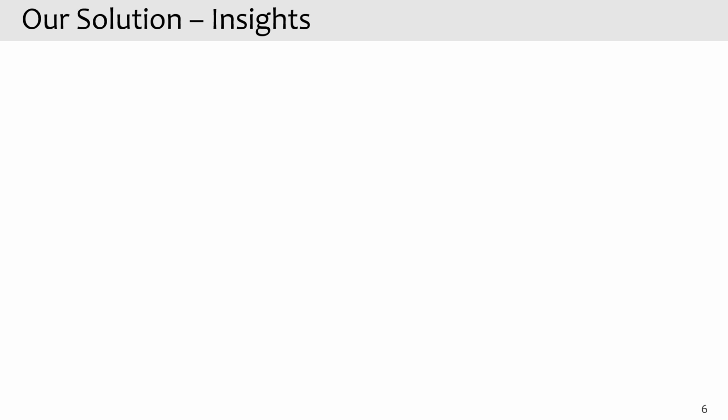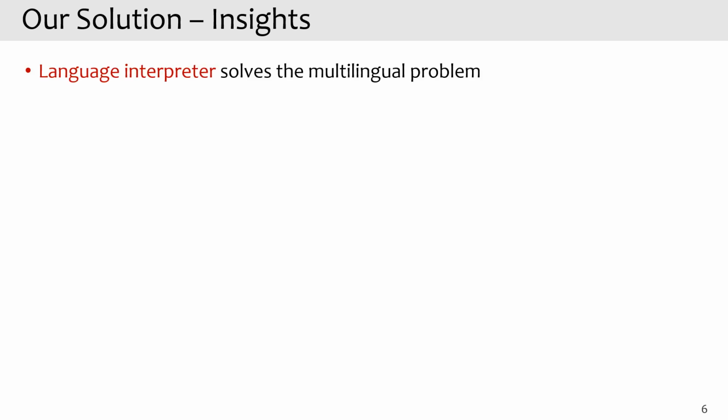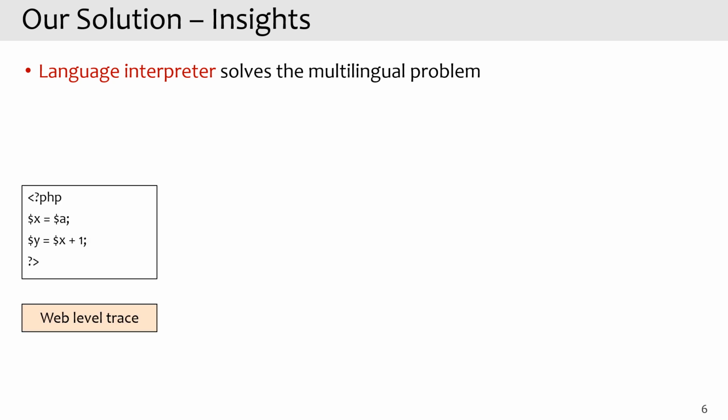To solve these problems, we propose our new approach. The key insight is that the multilingual issue actually comes from the language interpreter, as the execution involves both parts: the web application part and the language interpreter part. In return, our solution leverages the language interpreter to solve the multilingual issue. So given the very simple PHP web application code here, we can collect the web application level traces that denote how the PHP code is getting executed.